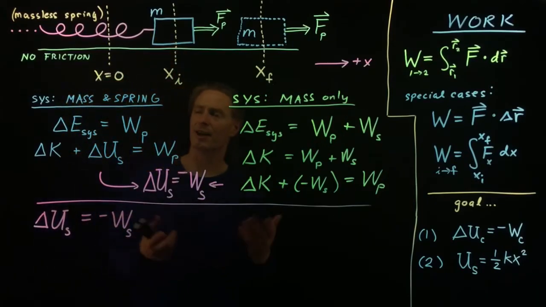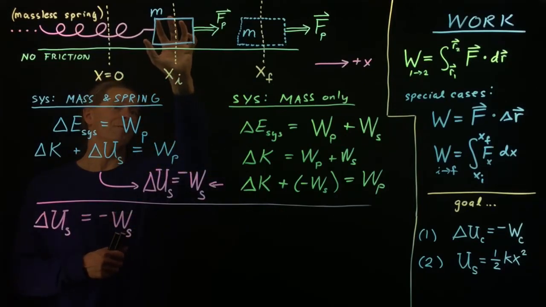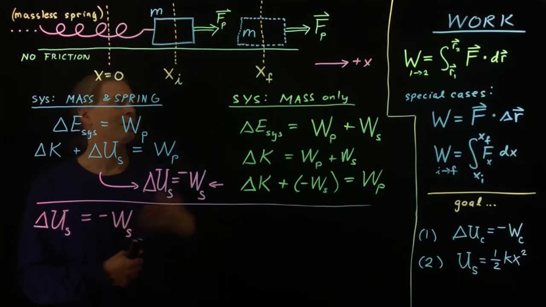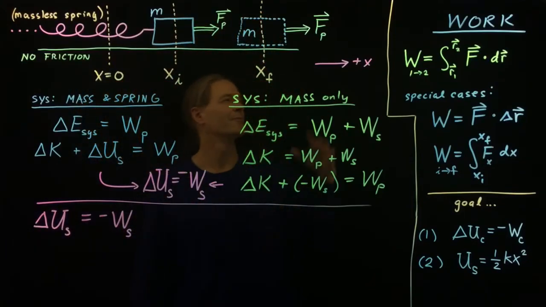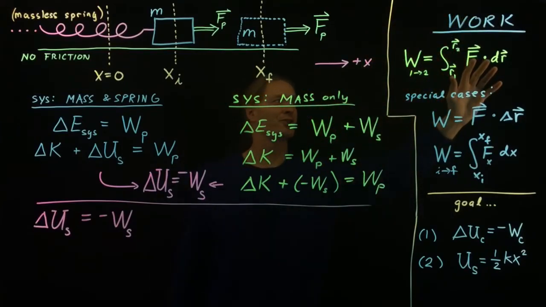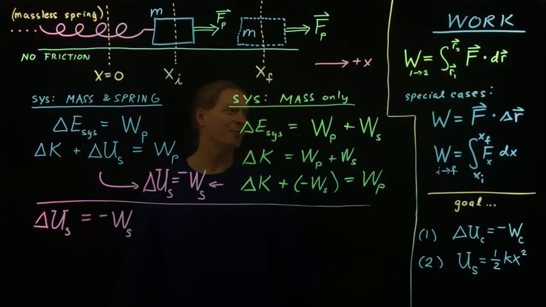What I want to do then is calculate the work done by a spring going from some initial x-coordinate to some final x-coordinate. All right, so I better review work very briefly. Work in general has this expression. It's a dot product of a force and a differential displacement and added up under an integral.